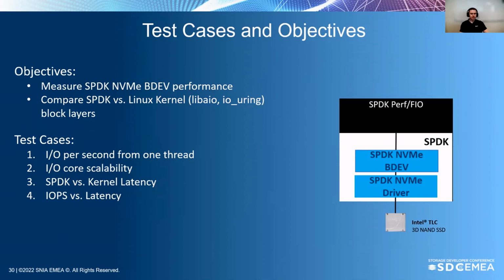In the third test case, we run workloads with QDEP set to 1 in order to measure latency. We do this for both SPDK block layer and kernel block layer using FIO, libaio, and io_uring engines to be able to compare them. In the last, fourth test case, we limit the number of I/O cores and test the performance scalability as we increase the queue depth.